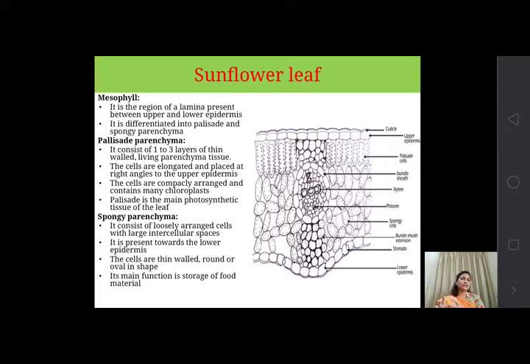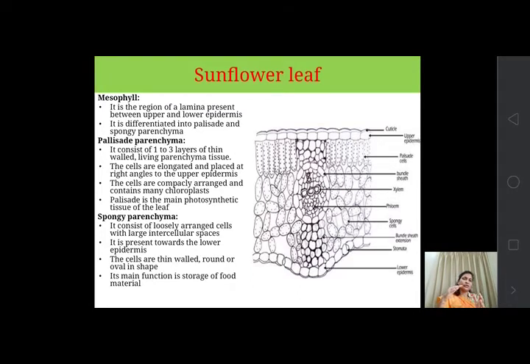So as I said earlier, the mesophyll tissue is heterogeneous in nature. That means it is differentiated into two different tissues. What are these different tissues? They are palisade parenchyma and spongy parenchyma. According to their structure, they are differentiated.